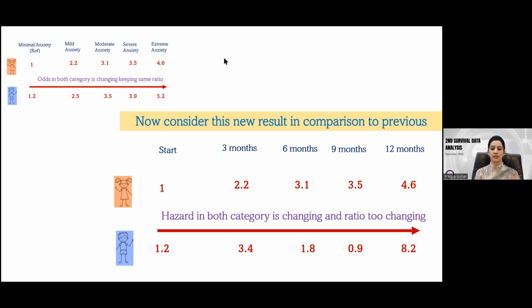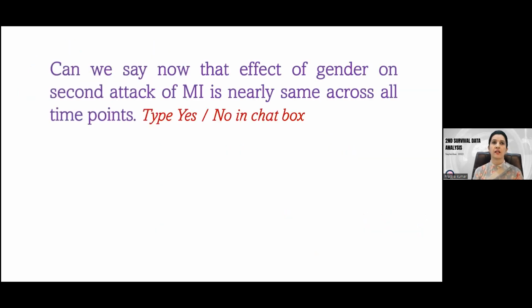If I see the chat, I still have not received any answer, waiting for your answer. So 2.06, 9 month, 0.25, 0.58, 0.6. So you can see here that it is not 1.12. So what can you say? Can you say in this case that the effect of gender on second attack of MI is nearly the same across all time points? What is your answer? Yes or no? Most of you have answered no.